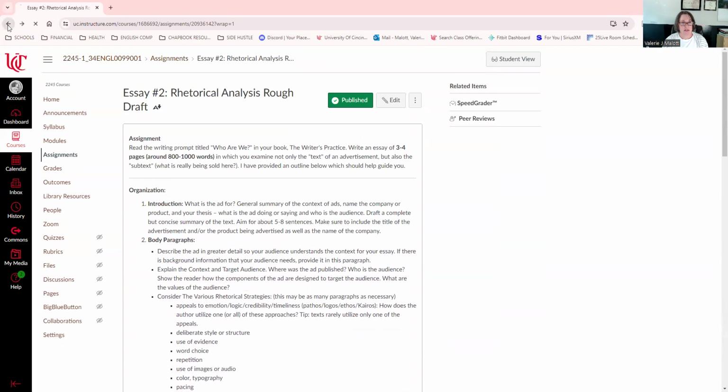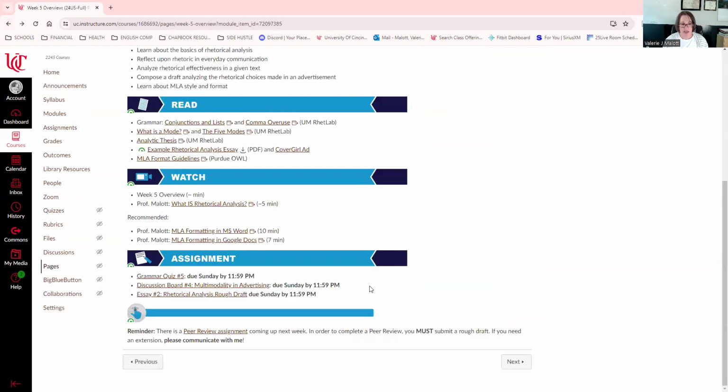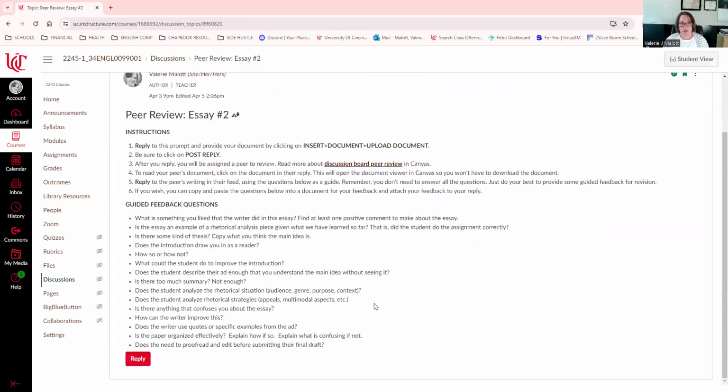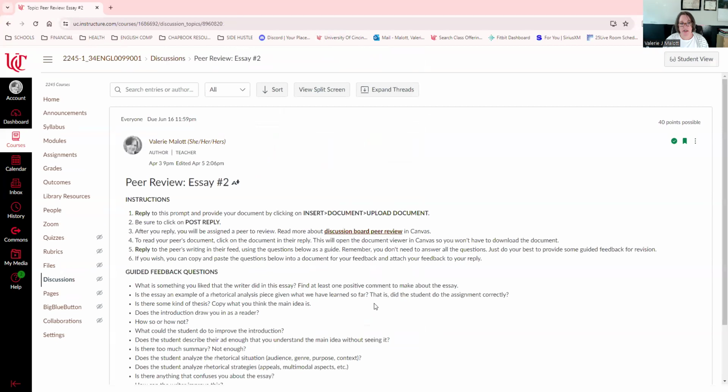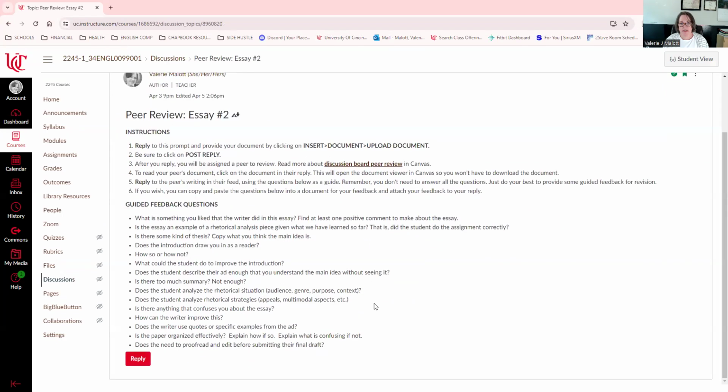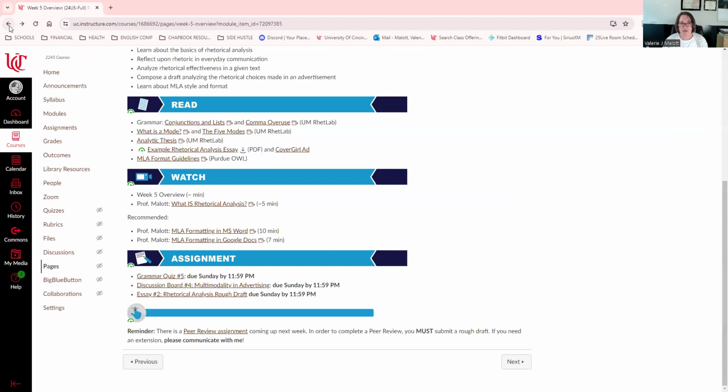So that is the rhetorical analysis rough draft. And again, I have below a reminder with a link to the peer review assignment that comes up next week. So it's really important that you submit your rough draft. Here we have a peer review. It will be done on the discussion board. So it will be done through the discussion board. I will have instructions, of course, that is further on down the road. So in the following week, we'll go over the directions for that next week.